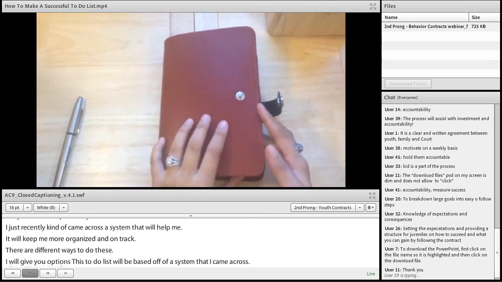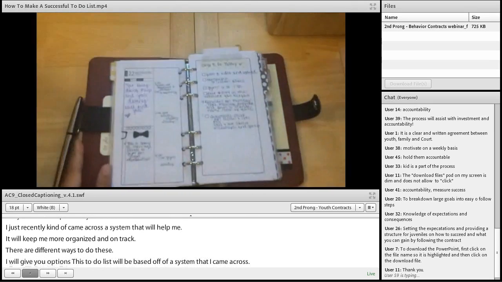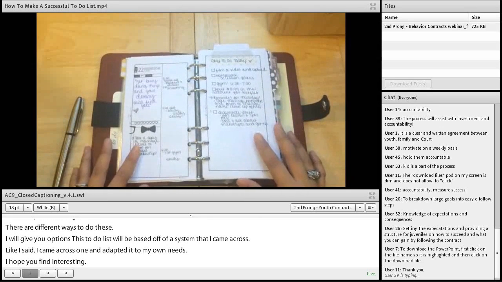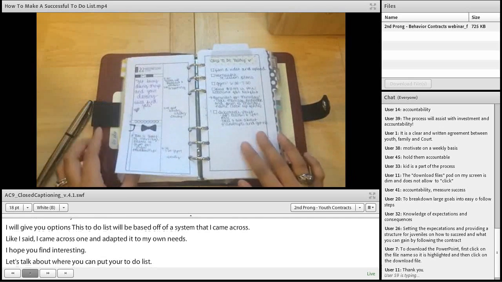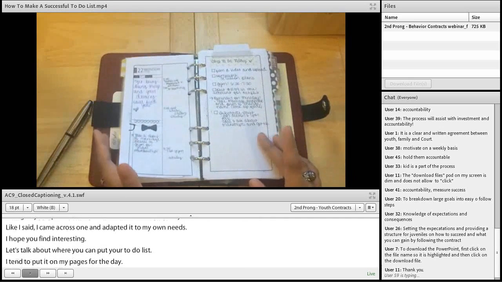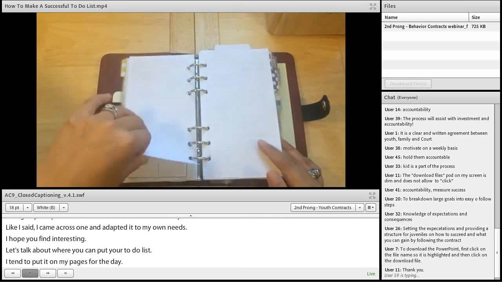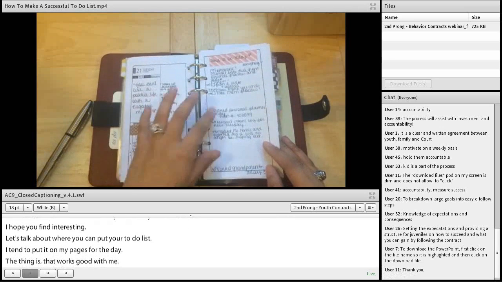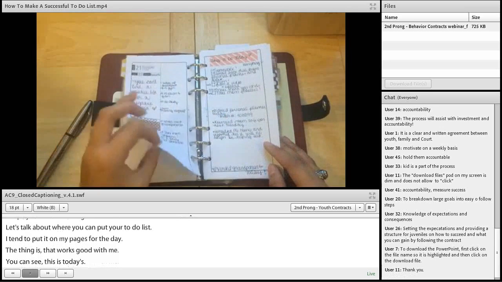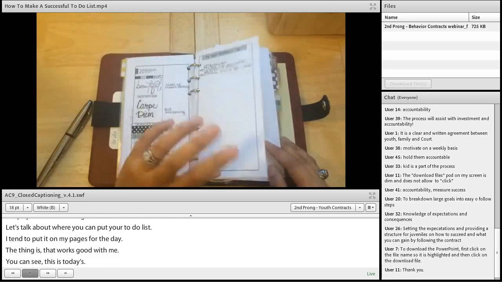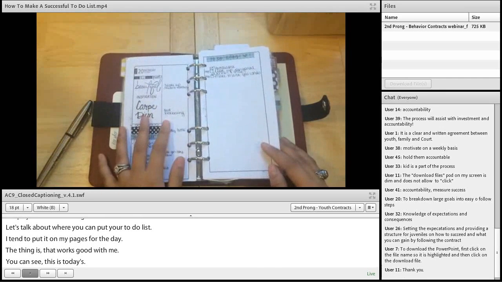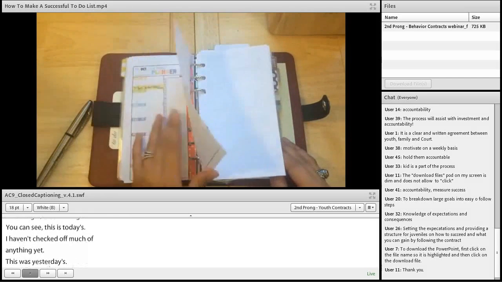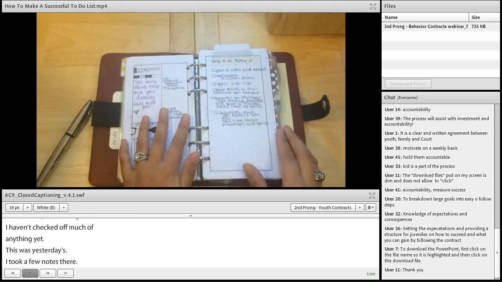For me, I tend to put my to-do lists on my pages for the day, and that works perfectly. As you can see, this is today's. I haven't checked off much of anything yet, but this was yesterday's, and I checked off a few things and took a few notes there. This was the day before. It didn't have much to do. I think that's Monday, and this was the beginning of the week.